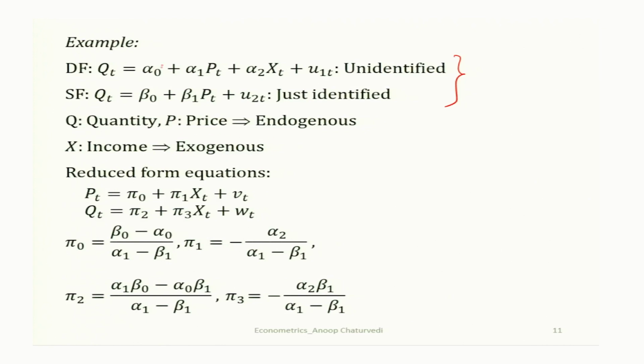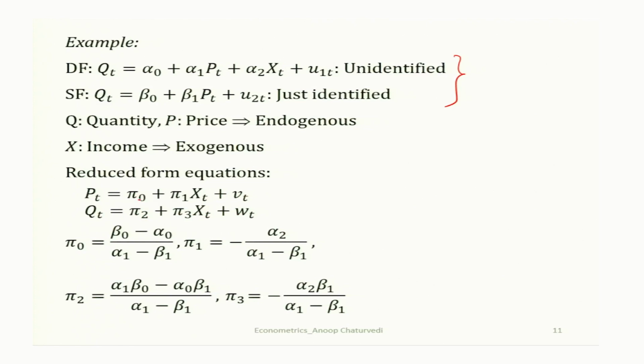So, we solve these two equations for Q and P, and then you can easily obtain the solutions for P and Q. You obtain P_t equal to pi naught plus pi 1 x_t plus V_t, Q_t equal to pi 2 plus pi 3 x_t plus W_t.